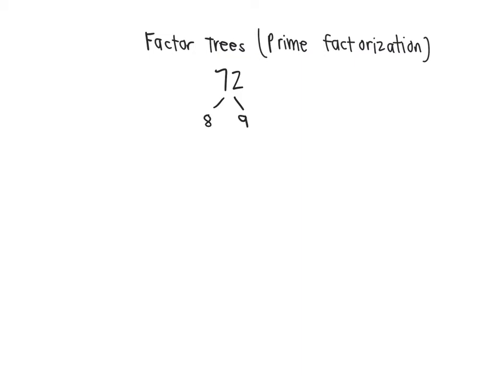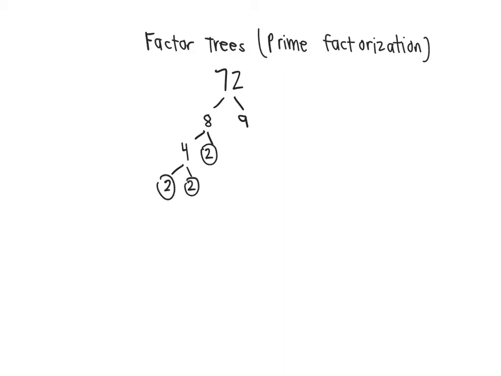So now I'm going to ask myself about these numbers, 8 and 9. Is 8 prime? And again, look at our chart of prime numbers and composite numbers. No, it's not, so then I have to keep factoring. What are the factors of 8? 4 and 2. Is 4 prime? No. Is 2 prime? Yes, so I'm going to circle it. I just circle it so that I'm done. 4, I have to keep factoring, which is 2 and 2. And I'm going to circle those.